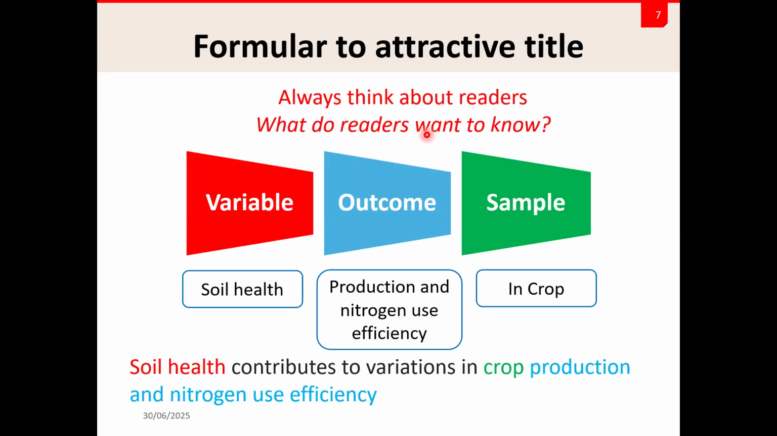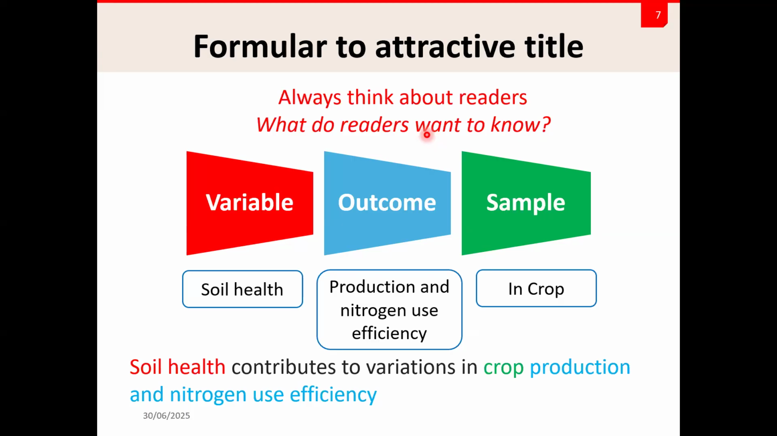So let's go back to the title which I showed you earlier. It's Soil Health Contributes to Variation in Crop Production and Nitrogen Use Efficiency. What is the variable in here? Read it carefully. The variable is soil health. Soil health is the thing that varies. And what is the outcome? The outcome is the production and nitrogen use efficiency. And the sample is the crop.